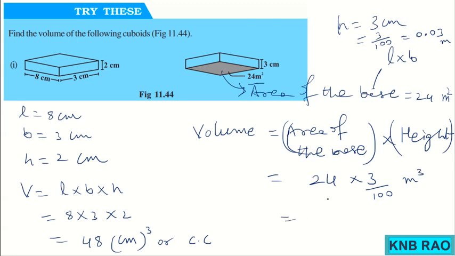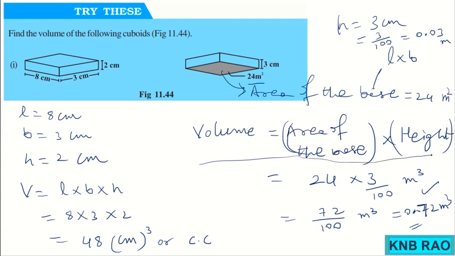Now, on simplification, 3 4s are 12, 3 2s are 6, 7, 72 by 100 meter cube, or 0.72 meter cube is the volume of this cuboid. This formula is also one of the important formulas. Volume of a cuboid is area of the base into corresponding height.